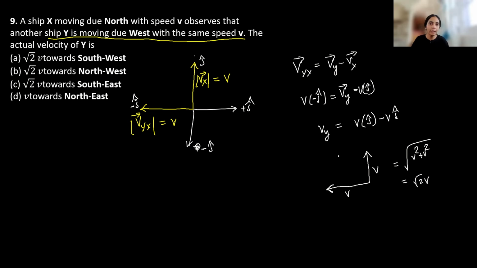Okay. And in what direction? If you take the resultant of these two, they are equal vectors, so the resultant will bisect the angle. So this angle will be 45, this will be 45. So this is your Vy. Vy is making an angle of 45 with the north, also 45 with the west, equal angle. We call this the northwest direction. So root 2V towards northwest. B will be your correct answer.